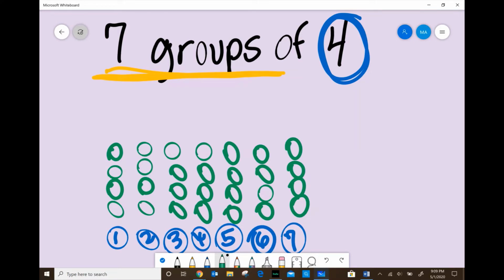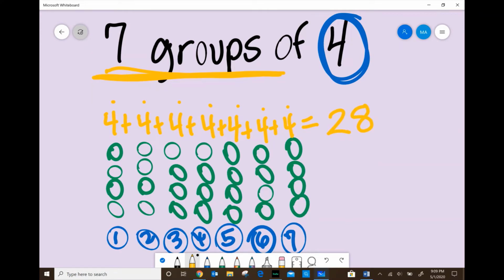So now that I've drawn four circles in each group, I have to try and solve it. I have to figure out how many circles are there in all. So we could do repeated addition, 4 plus 4 plus 4 plus 4 plus 4, because we have four in each group, plus 4 plus 4. Now if you remember how to count by fours, you could do this really easily. You could count 4, 8, 12, 16, 20, 24, 28. And that would give you a total of 28 circles.